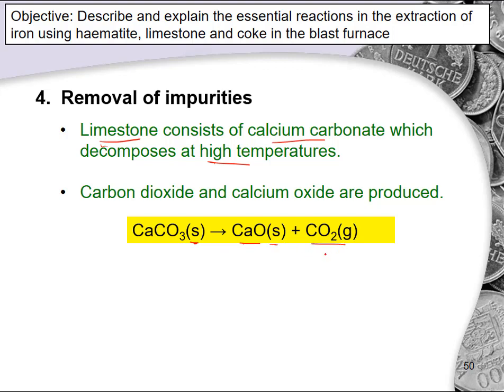and carbon dioxide gas. And this carbon dioxide gas is similar to the first reaction where the coke burned with oxygen to form carbon dioxide. So this carbon dioxide can actually react with more carbon to form carbon monoxide, which is a useful reducing agent.